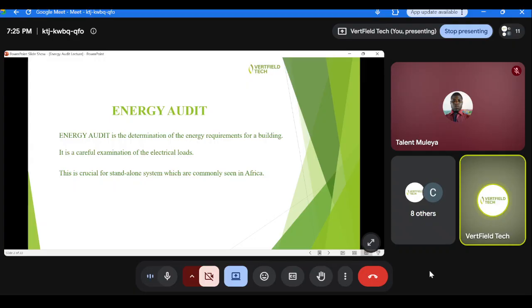So, like I said earlier, energy audit. Energy audit, as you can see on my screen, is the determination of the energy requirement for a building. It is a careful examination of all the electrical loads. So it simply means that energy audit helps you to know the energy requirement for a building.